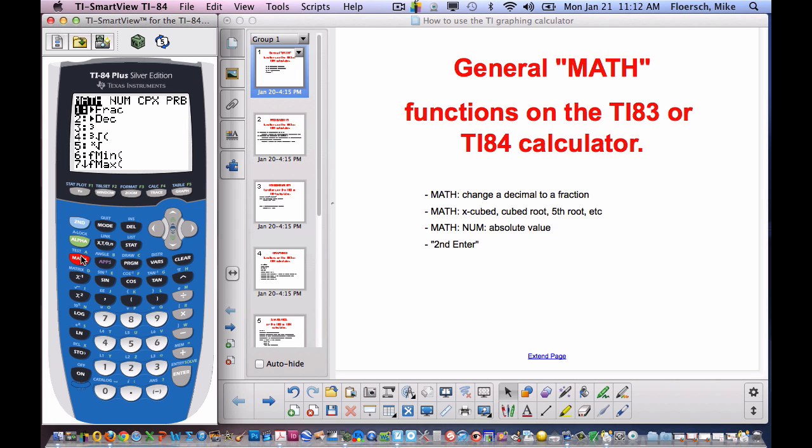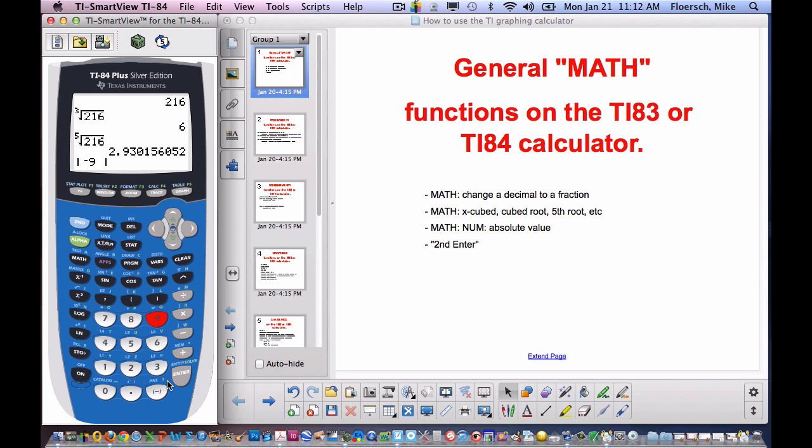Under math, you will also find your absolute value information. So if I want to work with absolute value of -3, I'm going to go to the right. This is math, but I want to go to the num, working with numbers. ABS parentheses means absolute value. So I hit number 1. It says absolute value of, let's say, -9.